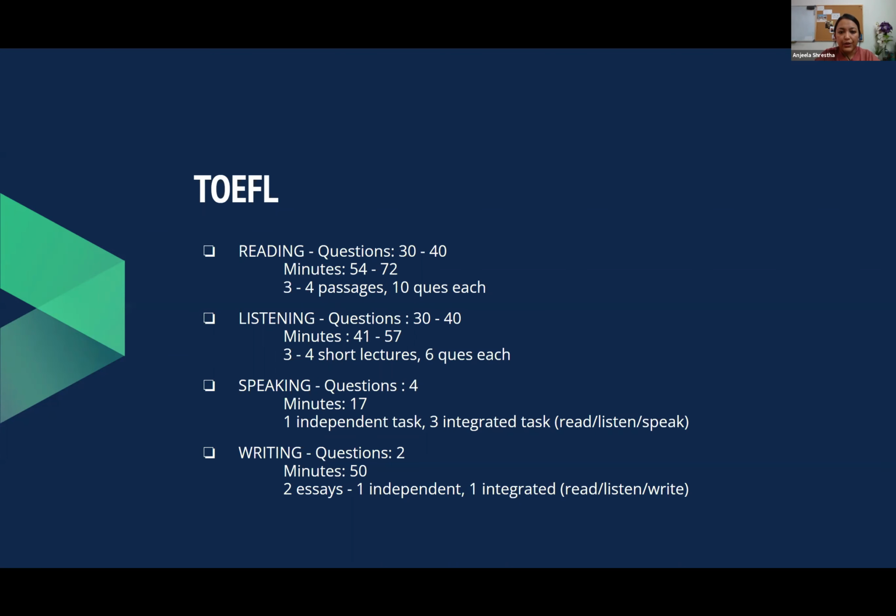In the listening category, you will be given 3 to 4 short lectures, which you listen to, and based on that, you'll answer the questions. And for speaking, you will be given 4 questions, which you'll have to finish in 17 minutes. And under writing categories, we have essays. There are 2 essays, and time duration for the essays is 50 minutes.